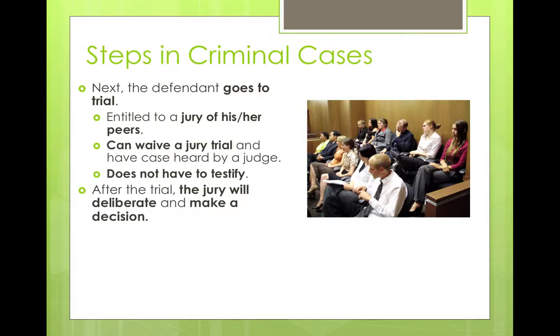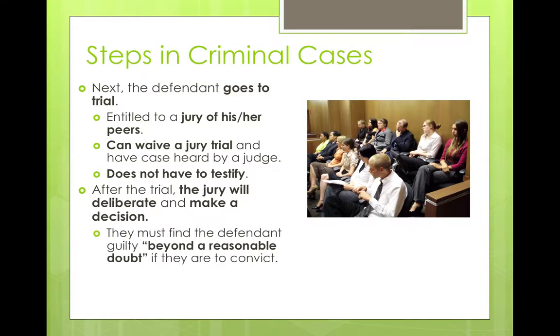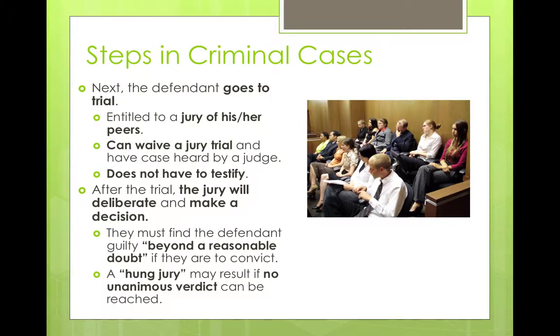After the trial, the jury will deliberate and make a decision on the case. They must find the defendant guilty beyond a reasonable doubt if they are to convict. So if there is reasonable doubt that the defendant may not have done it, they must acquit the defendant. A hung jury may result if no unanimous verdict can be reached. In cases of a hung jury, the prosecution usually has the opportunity to try the case again, and sometimes even a third time.